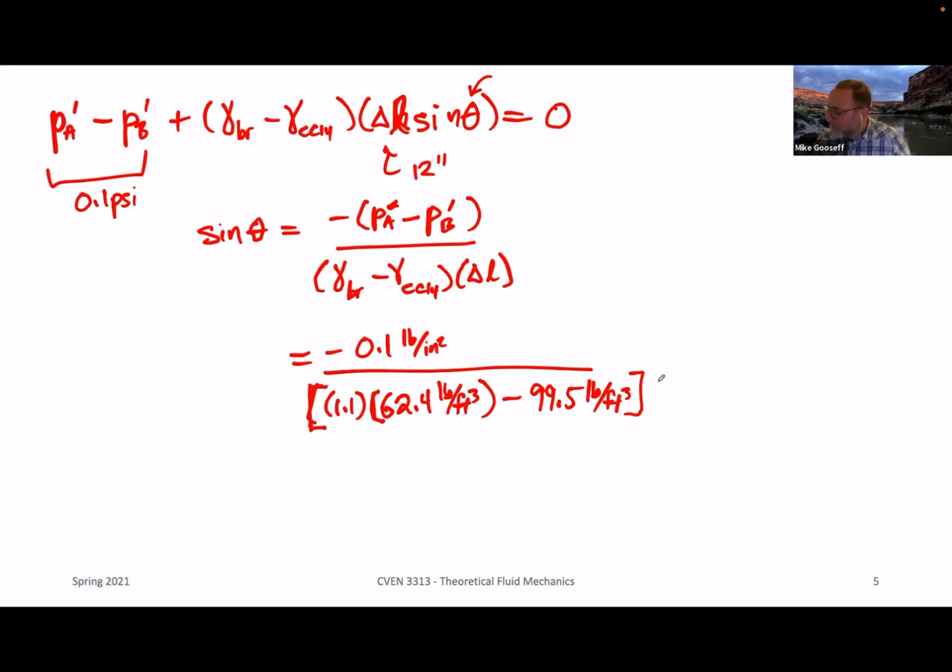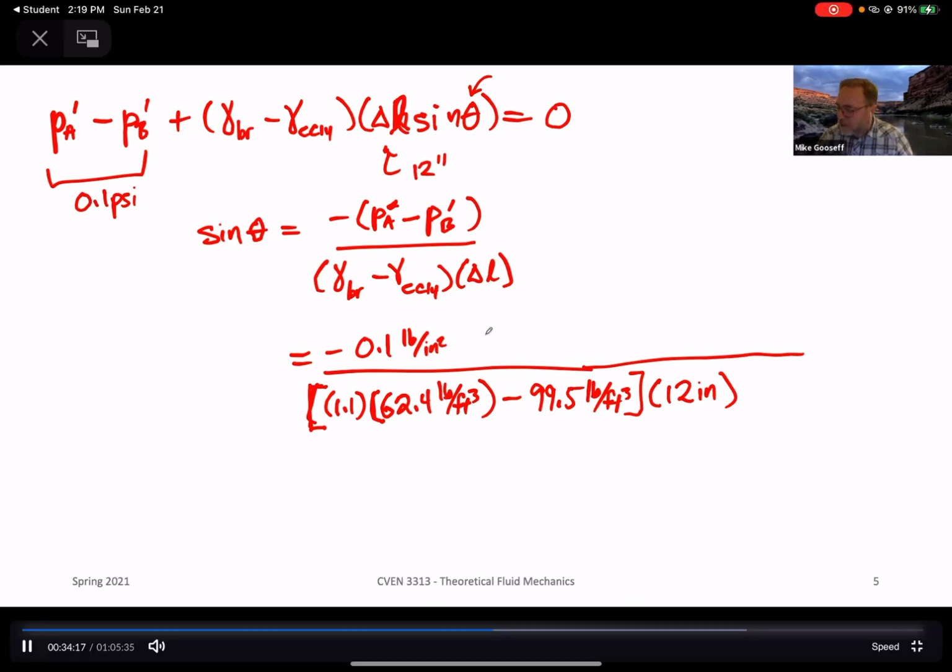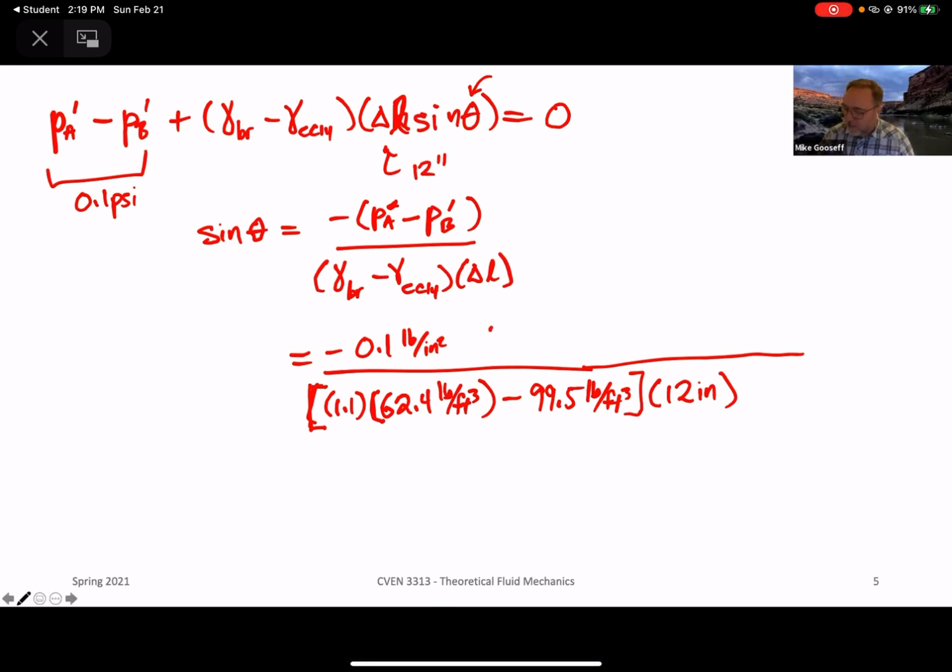I forgot about my 12-inch delta L here. Okay, so yet again, this is another reason I need to make a change, right? I've got inches in the numerator, feet in the denominator, and inches in the denominator. So what I'd like to do is just go ahead and convert everything to feet, square feet or feet length units. So when I do that, let me do my conversions.